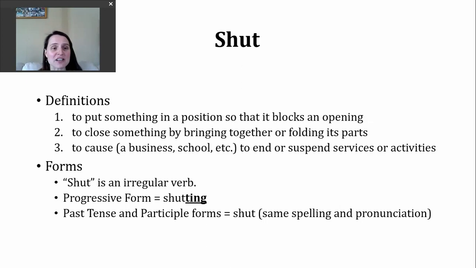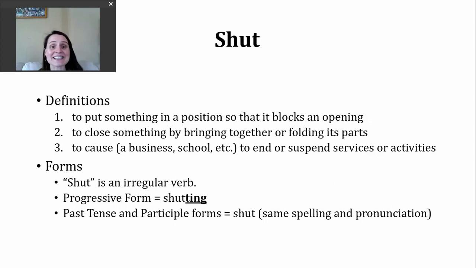The third definition is to cause, and this might be to cause a business or a school or something else to end or suspend services or activities. Right now, many businesses are shut because of the pandemic.